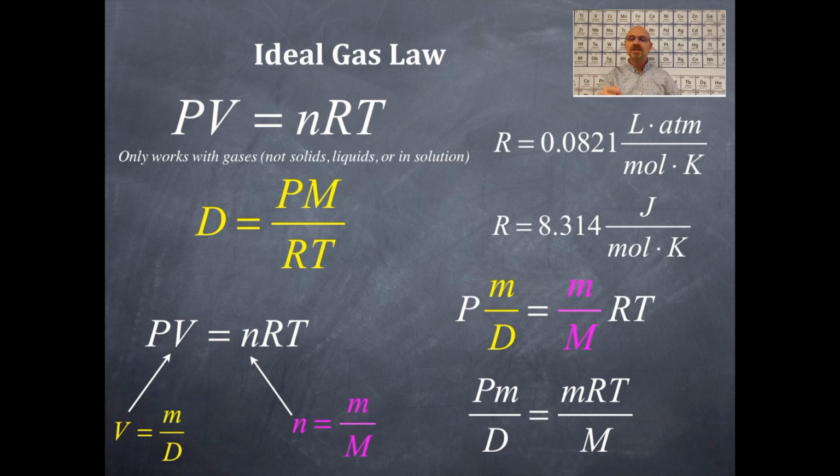Anyways, you got the ideal gas law, PV equals nRT, or you got the density equation, and that is equal to PM over RT. Now, you don't need to rearrange and solve for that density equation. You might just be able to memorize it, or you could always use the ideal gas law. Now, remember, you can only use the ideal gas law when you got a gas. It doesn't work with solids, liquids, or solution.